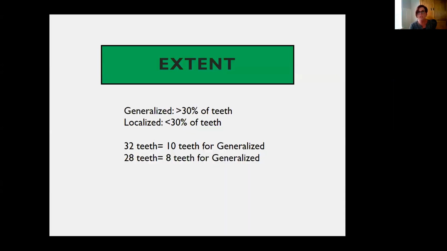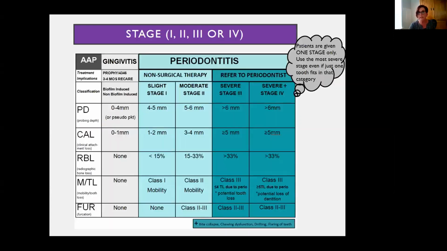So again, 30% of teeth, generalized, less is localized. To give you a guideline, with 32 teeth, 10 teeth have to be involved for it to be generalized, 10 or more. With 28 teeth, we have to have 8 teeth involved. Okay, so here's our table. Hopefully you got my email that I had you print out, because I think it will help you as we move through the slides to be able to look at this.